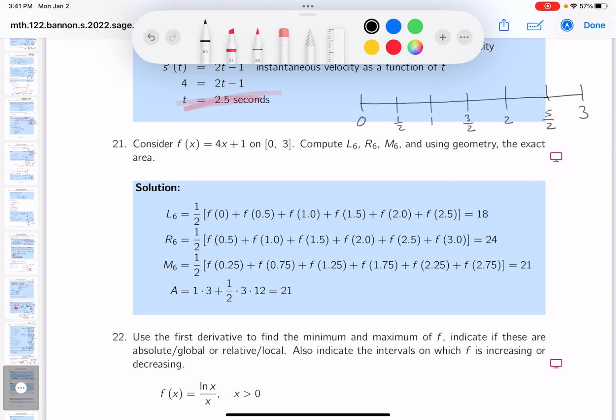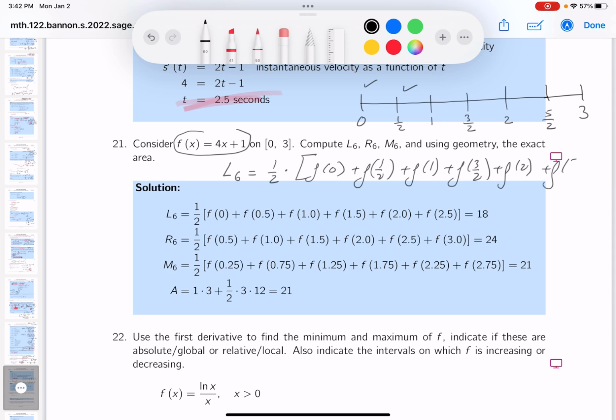All right? So, to write this down, I'm not really interested in doing the arithmetic, but the arithmetic is done for you. I want to do L6. Now, each partition is equal to a half. Every single one. All I have to do is compute this thing at the left endpoints. So what's that going to be? F of 0, F of 1 half, F of 1, there's going to be 6 of them, by the way, F of 3 halves, F of 2, and F of 5 halves.